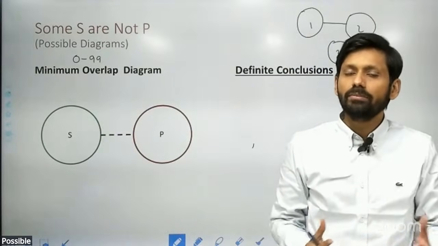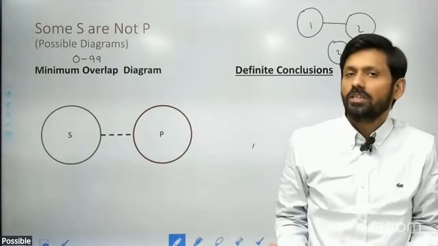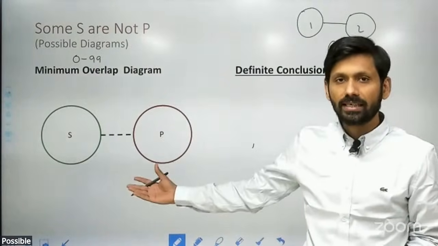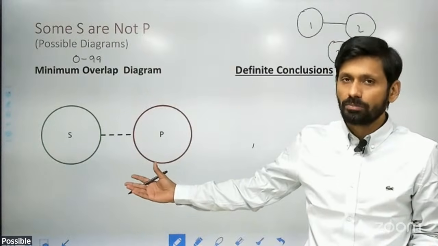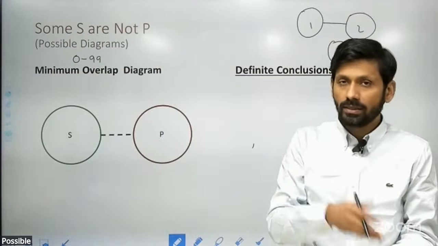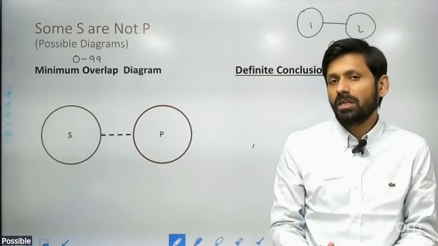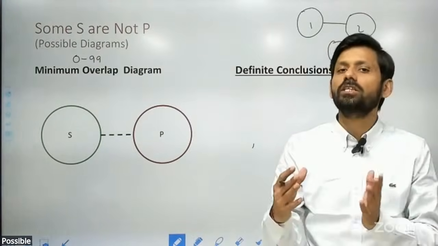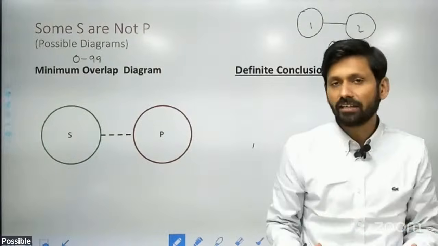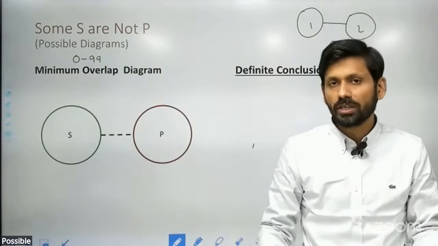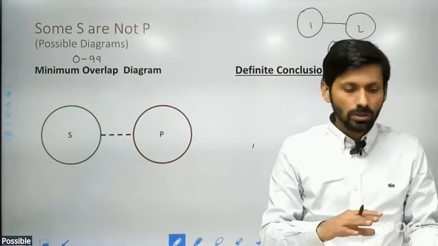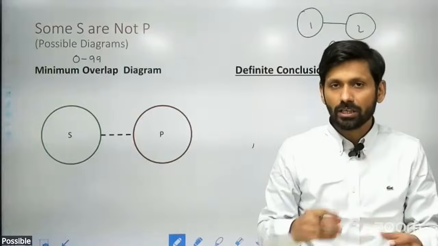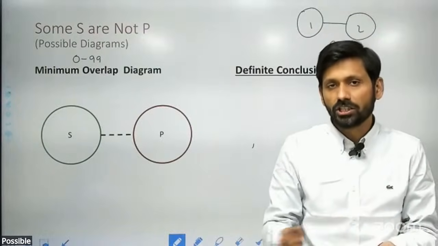So what is the minimum overlap between S and P? 0. So what will be the minimum overlap diagram? This diagram, much like no SRP. So no SRP and some SR not P have similar minimum overlap diagrams. Again, in order to differentiate the two, because I want to keep the diagram very clear when I'm solving so many questions on the AILET, I don't want the diagram to confuse me midway when I'm working with some anxiety and rushing through the questions.